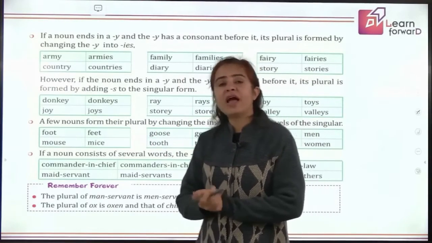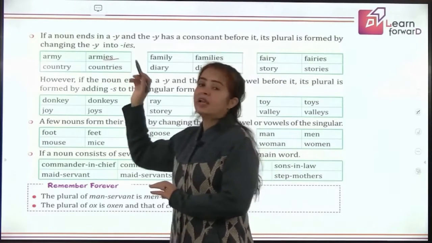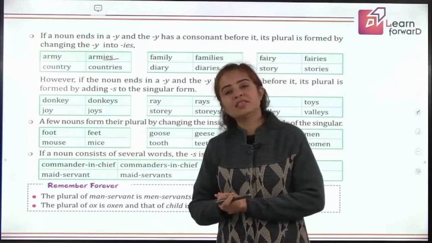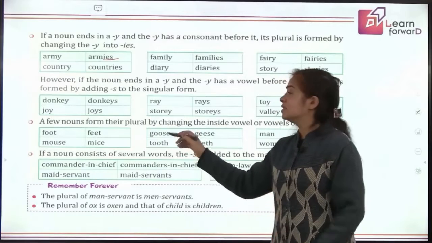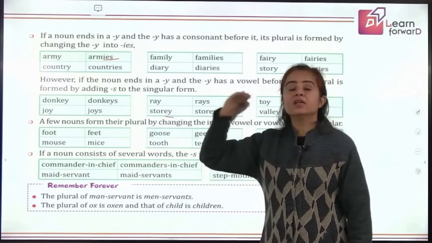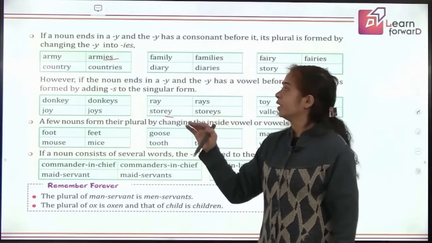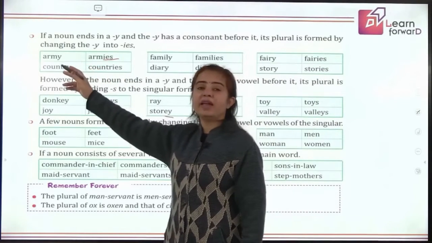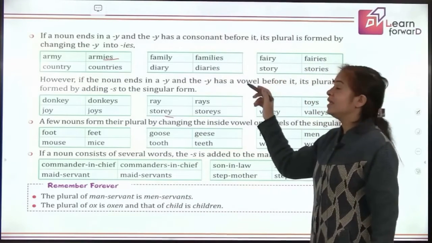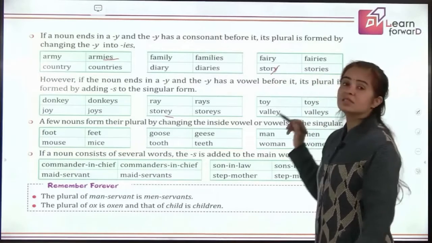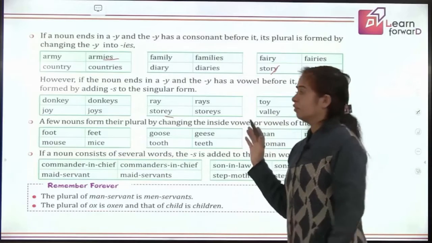If the Y has a consonant before it, it changes to IES, and if there is a vowel before it, you just add S to it, like in donkeys, joys, rays. Story, with EY, means the different layers of a building, the floors of a building. And when it has a Y ending, it becomes stories. So we remove the Y, and this is about the tales we talk about when it is IES. So this is the difference.